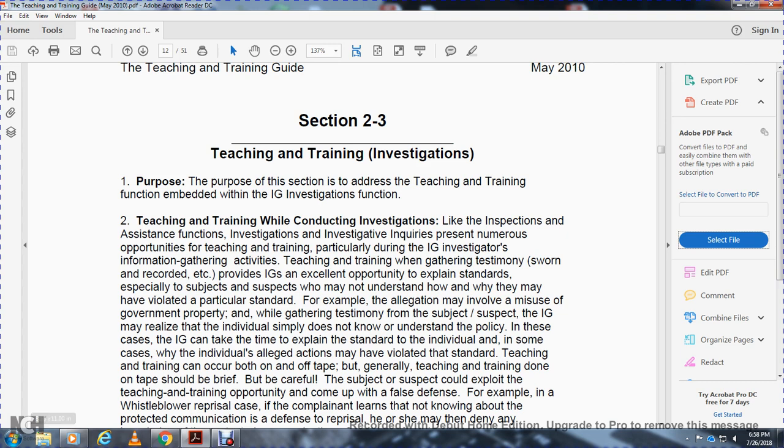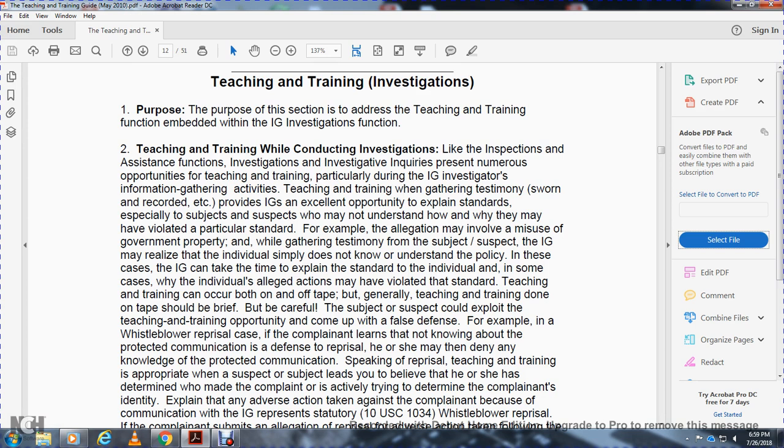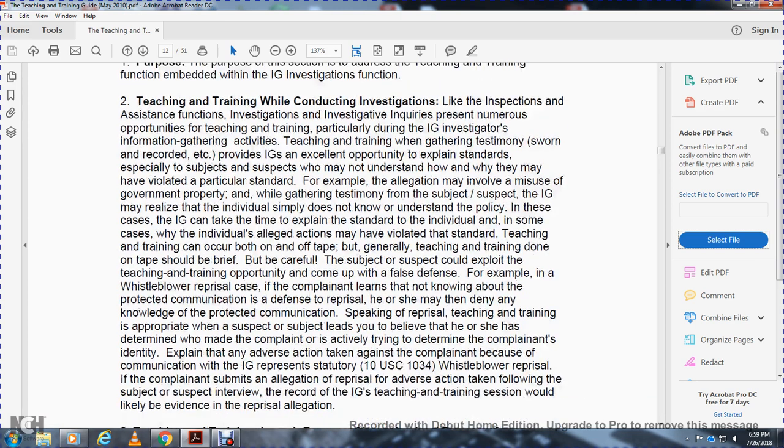For example, in a whistleblower reprisal case, the subject learns about the protection of the communication, which may become his defense to the reprisal. He or she may then deny any knowledge of the protected communication. Speaking of reprisal, teaching and training is appropriate for the suspect if the subject leads you to believe that he or she has determined who made a complaint, or is actively trying to determine the complainant's identity. Explain that any adverse actions taken against the complainant may be reprisal for the communication.